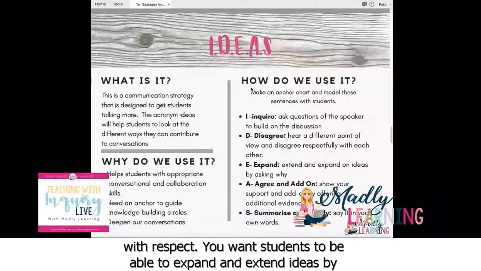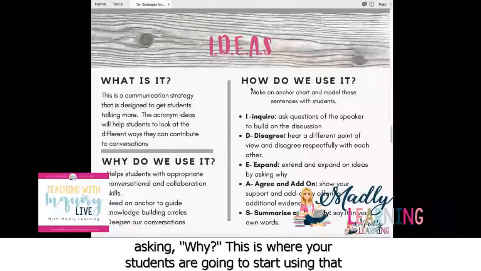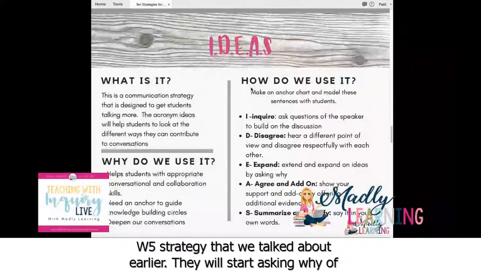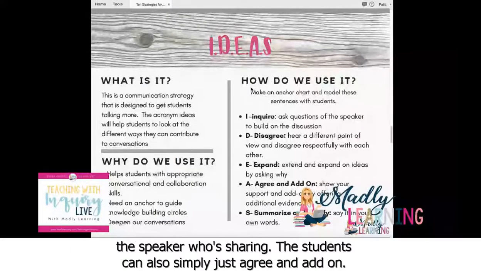You want students to be able to expand and extend ideas by asking why. So this is where your students are going to start using that W5 strategy that we talked about earlier. They will start asking why of the speaker who's sharing.